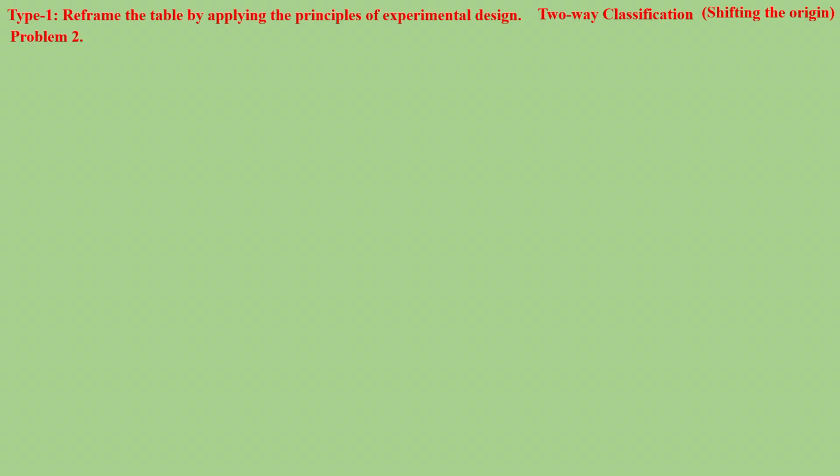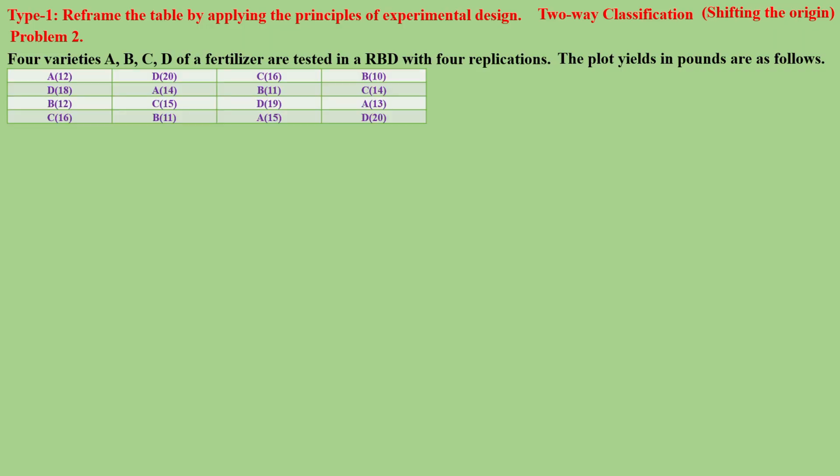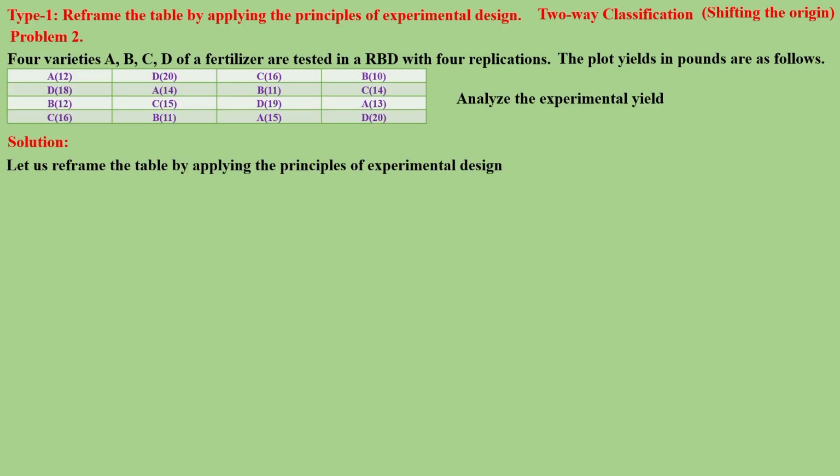Next problem. Four varieties A, B, C, D of a fertilizer are tested in RBD, randomized block design, with 4 replications. That is two-way classification, right? The plot yields in pounds are as follows. Analyze the experimental yields. So first reframe the table.